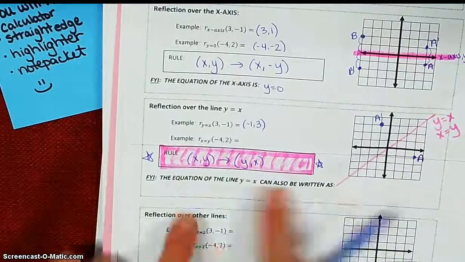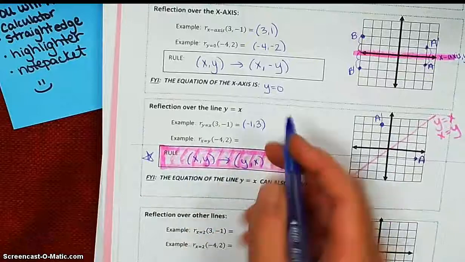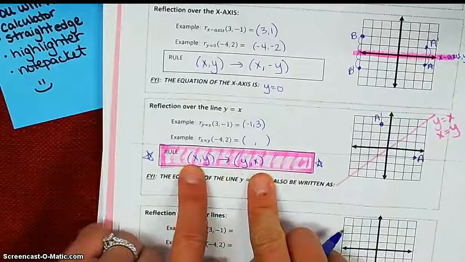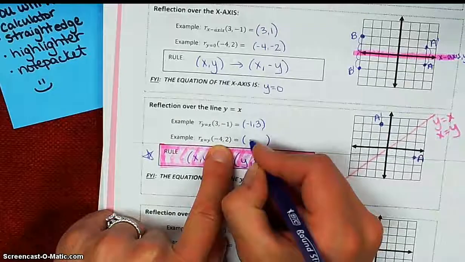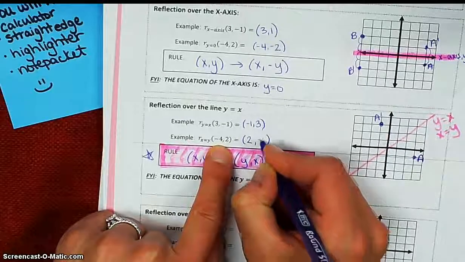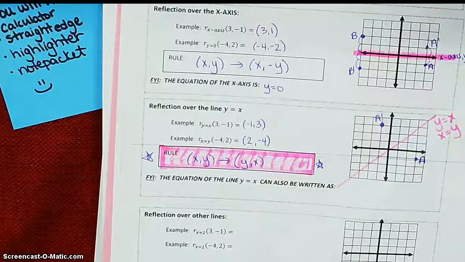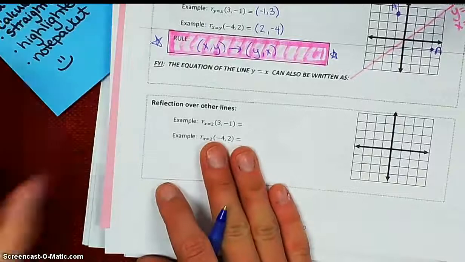Okay, so now let's go ahead and try the next example. So a reflection over the line x equals y. So instead of graphing it, I'm going to go to my rule. So we are going to switch the x and the y. So I'm going to write the y first. So it's going to become 2 and -4. And we've got it.